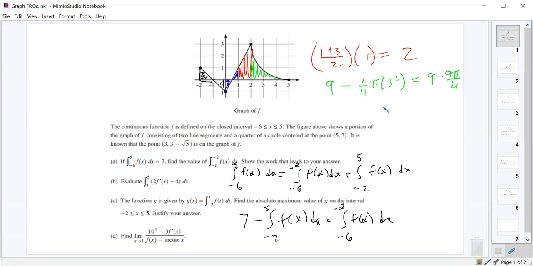And if we add the 2 to that, we've got 11 minus 9 pi over 4. And so we will say 7 minus (11 minus 9 pi over 4), which ought to be -4 plus 9 pi over 4, or 9 pi over 4 minus 4. Everybody okay there with part A? Okay.